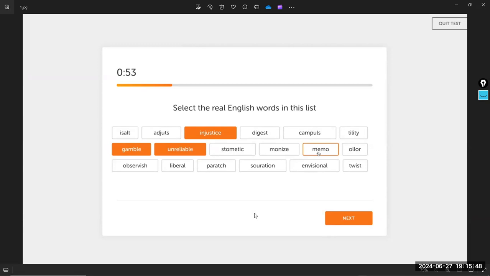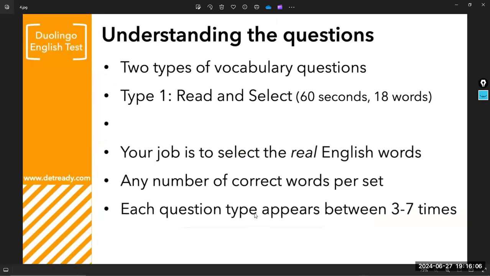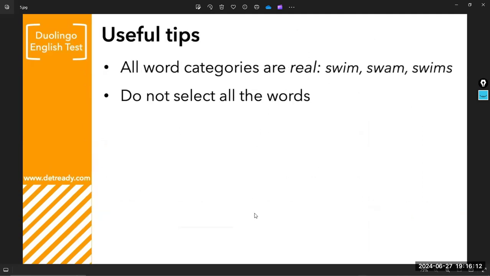Did you understand me, Malak? Not the same passage, not the same picture, not the same words. All the pictures of read and select are different. So from 3 times to 7 times. Again, it depends on the exam that you are applying to.